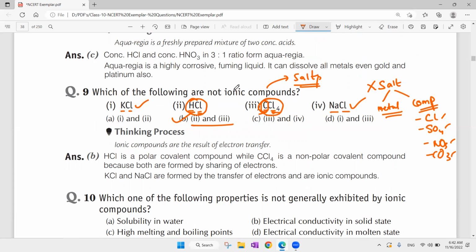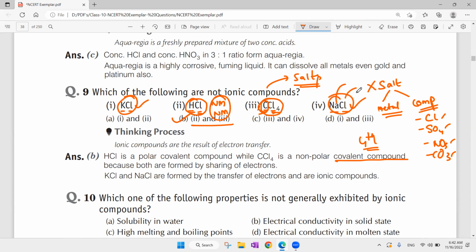Any idea? Covalent compound. They are covalent compounds. In the 4th chapter, carbon and its compounds, we are going to see this concept. So, is it possible that non-metal and non-metal can combine together? Yes, it is possible. So, your salt means metal and non-metal. Salt, metal and non-metal. That's it.